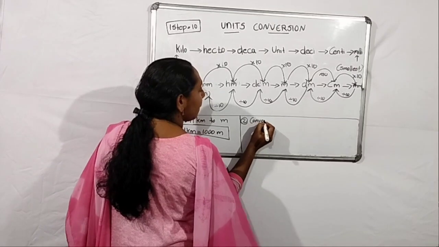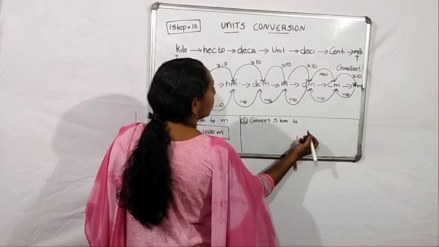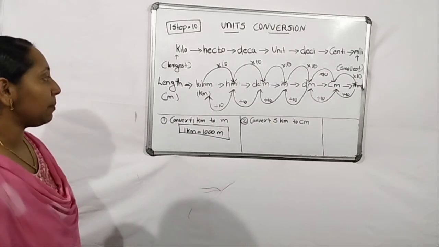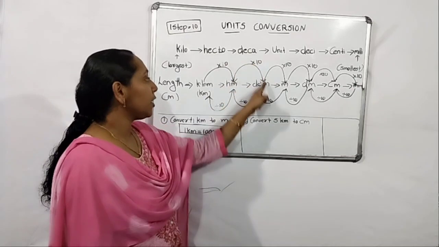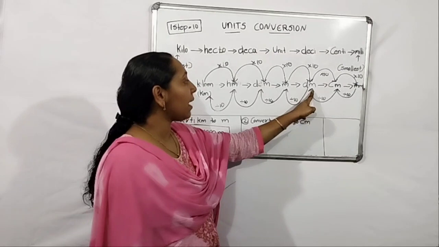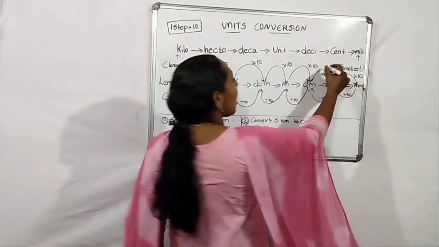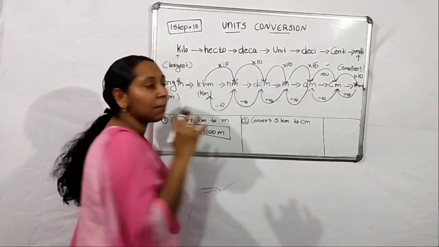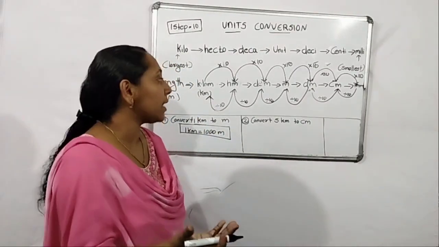Convert 5 kilometer to centimeter. You can see here kilometer is here, then into 10 for hectometer, into 10 for decameter, another into 10 for meter, then multiply with 10 for decimeter, then multiply with 10 for centimeter. So how many times should we multiply here? 1, 2, 3, 4, 5. This kilometer is multiplied with 10 five times. We should get the answer in centimeter.